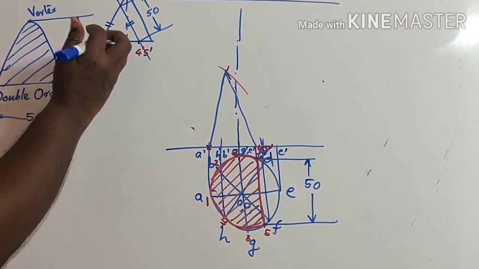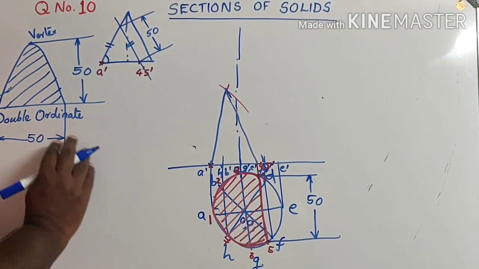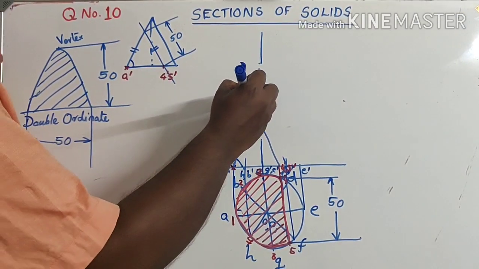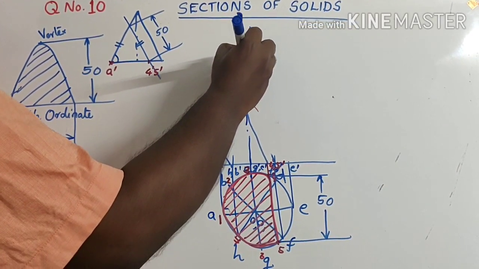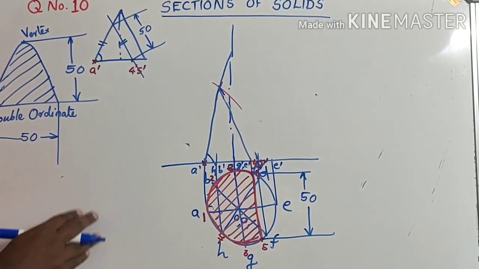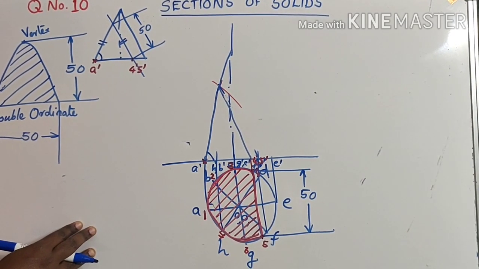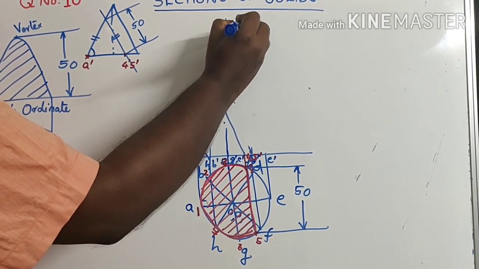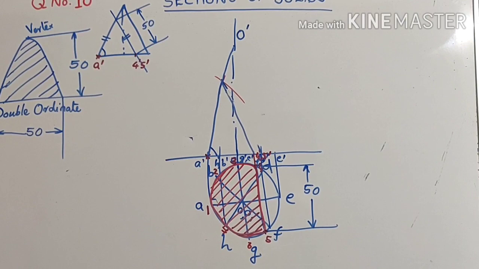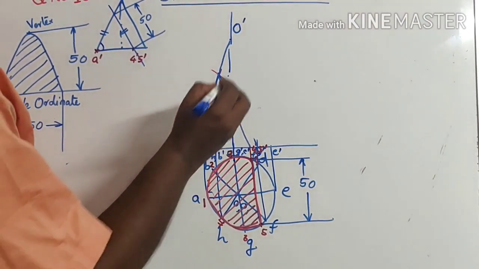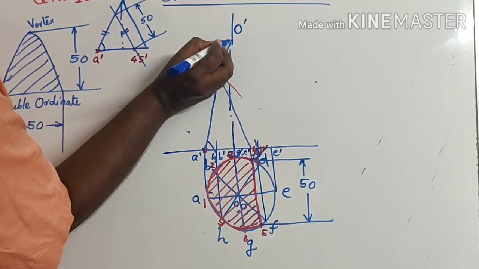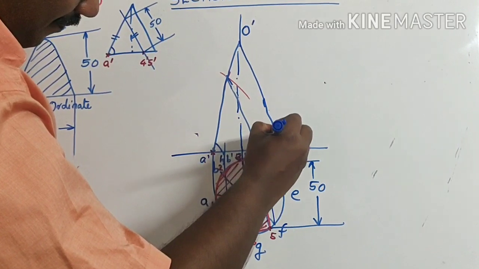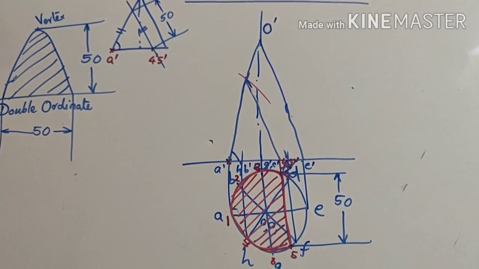So one important thing is, already you are having an inclination here. The same inclination you got. So if you extend this line, that will intersect with the axis. That point already you have got, that is the vertex. So that may be O dash. Now from O dash to E dash, you can draw another line. So that is the next generator.